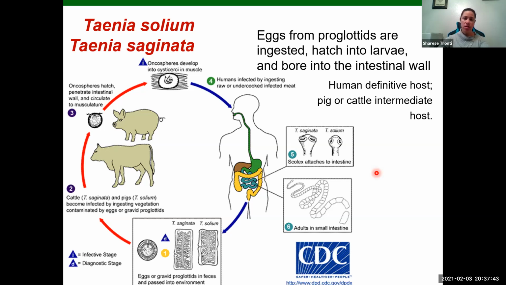Let me just note here that the human is the definitive host because we saw it was the adult stage that was in the human, and it's the adult stage that's producing the eggs, right? And then here, the pigs and the cows serve as the intermediate host.